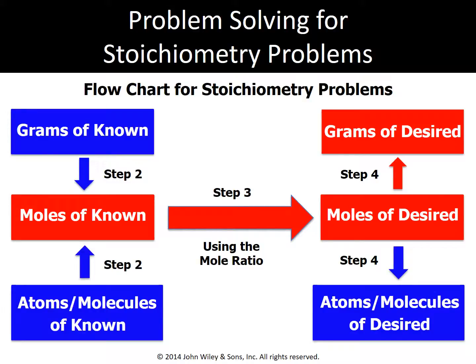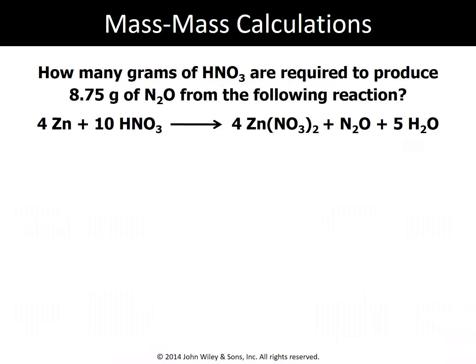In this video, we're going mass to mass, so we're going to start with grams, and we'll need to use our mole ratio in order to convert from our moles of known to moles of desired. This is the only way we can make this relationship. You notice that our arrows have to go down, across, and then back up again. We can't go just from grams of known to grams of desired. So let's look at an example.